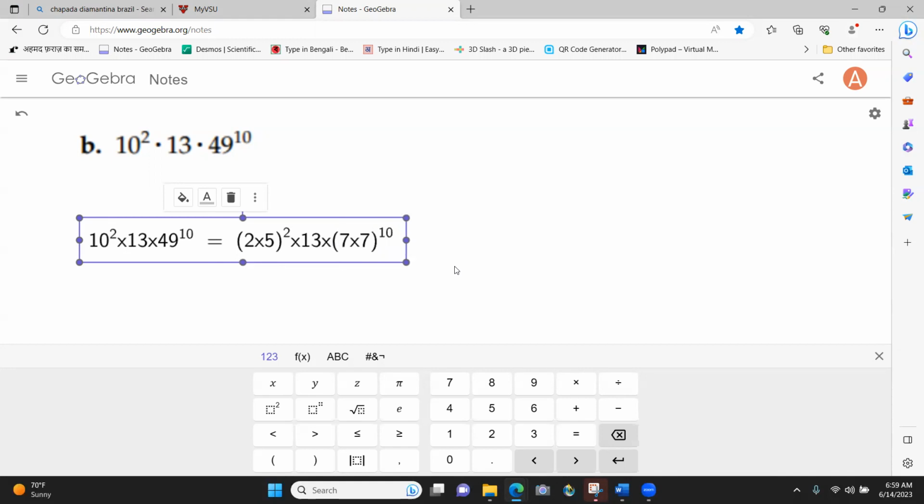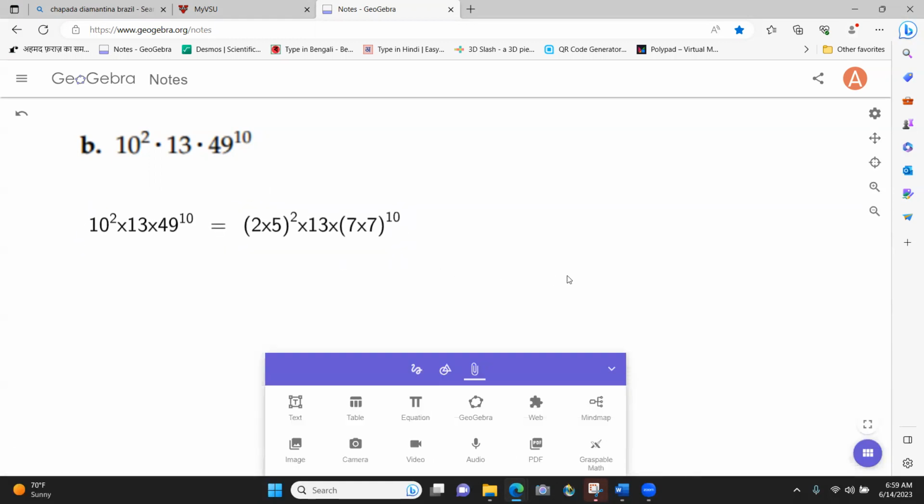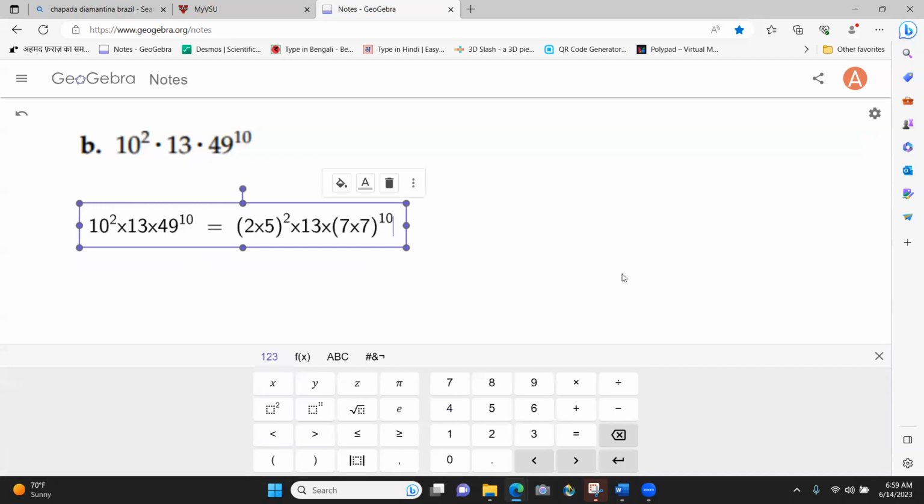All right. Now, we're almost done, but you have to write it properly. 2 is a prime, but this power 2 belongs to 2. So I'm going to further write it. The power outside the parenthesis belongs to all the numbers inside the parenthesis. So it's going to be 2 squared. And then I'm going to write 5 squared, the next one.